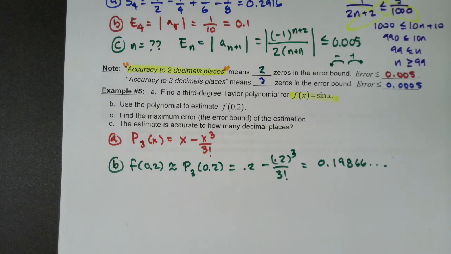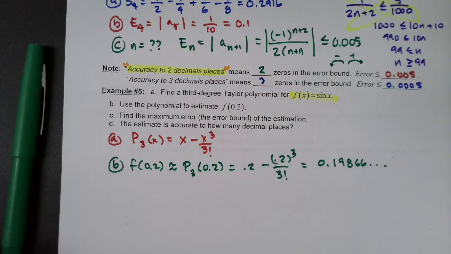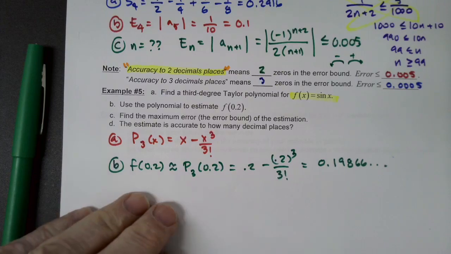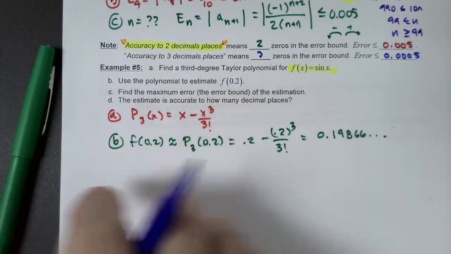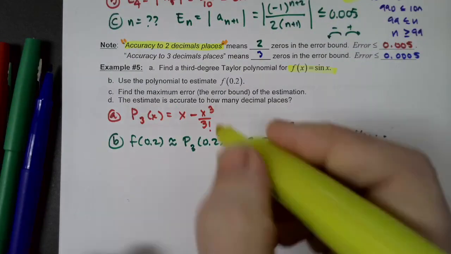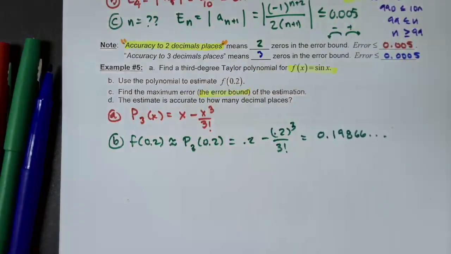Okay? Hey, how close is that? What's the error in this? That's part C. It says, hey, what is the maximum error? Or again, it could say the error bound. I'm putting both of these on here because the homework may only say what is the error bound. Or the homework might just say what is the maximum error. Same thing. Error bound, maximum error, same thing. Don't get messed up with those.